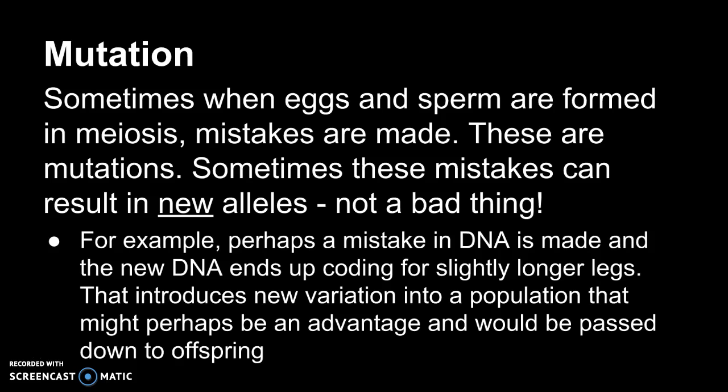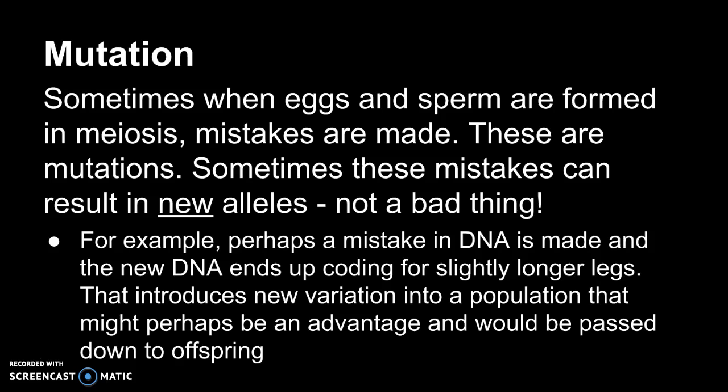So the next one is mutations. Sometimes when eggs and sperm are formed in meiosis, mistakes are made. These are mutations. Sometimes these mistakes can result in new alleles. Now, we've talked about mutations before in DNA. Mutations are not always a bad thing. Sometimes we can get new characteristics, and these new characteristics can be advantageous to our survival. And so that's just another one of those 4 pillars of natural selection helping that organism survive.